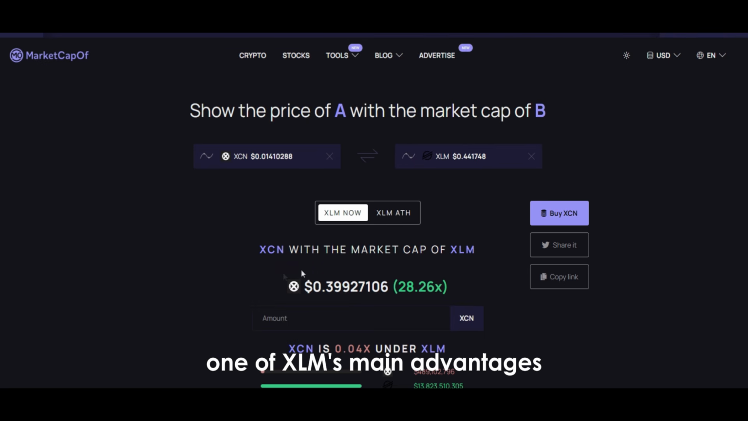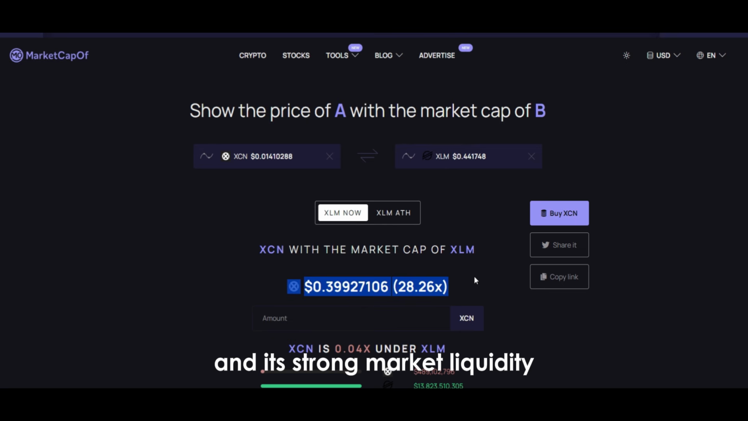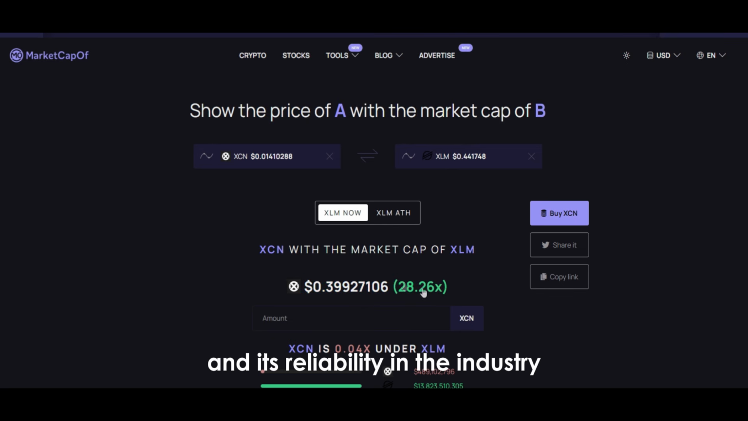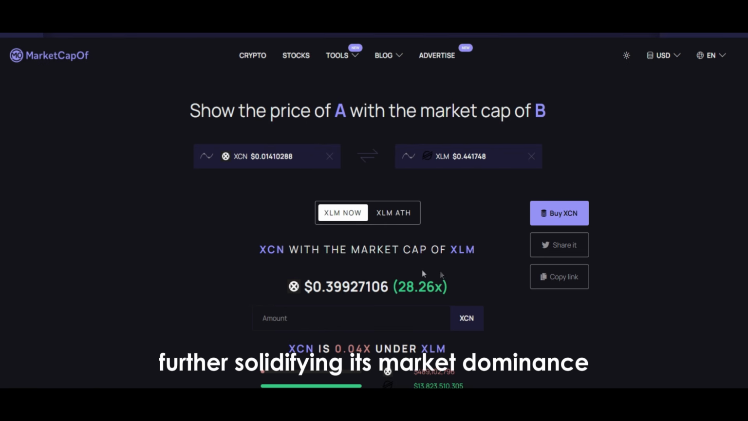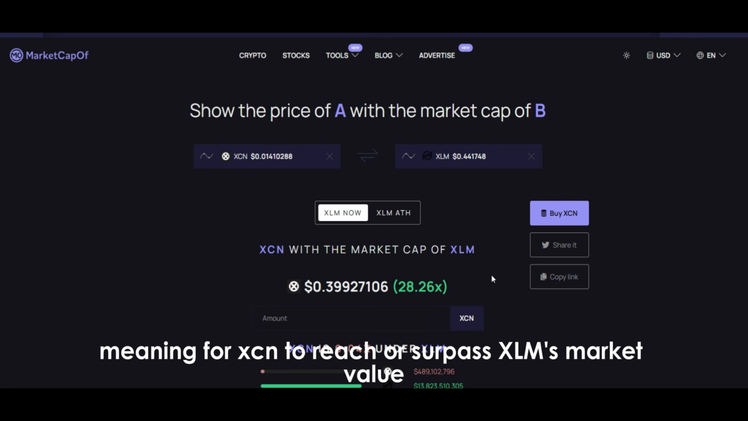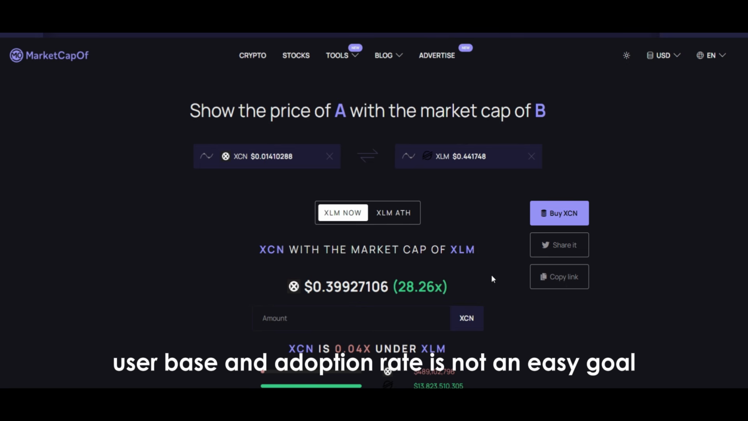One of XLM's main advantages is its partnerships with major financial institutions and its strong market liquidity. In addition, its years of experience in the market and its reliability in the industry enhance its value in the eyes of investors, further solidifying its market dominance. For XCN to replace XLM, meaning for XCN to reach or surpass XLM's market value, user base, and adoption rate, is not an easy goal.